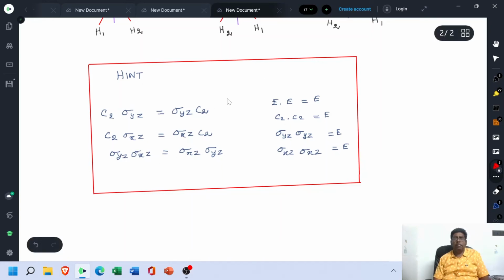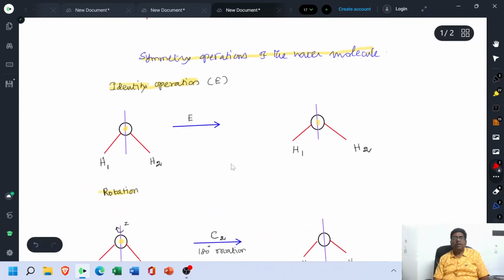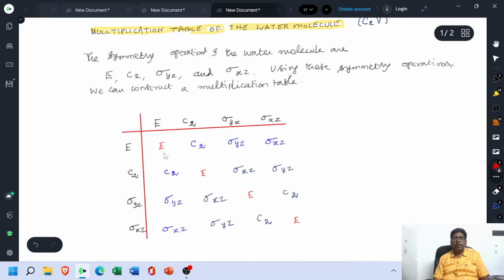Then these are all the points we have to keep in our memory. C2 into sigma yz is equal to sigma yz into C2. That is the commutation property. Then E dot E is E, C2 into C2 is E, sigma yz into sigma yz is E, sigma xz into sigma xz is also E. If you go through this multiplication table, all the rows and columns have all the elements. No repetition is present. That's all about the multiplication table of the water molecule.